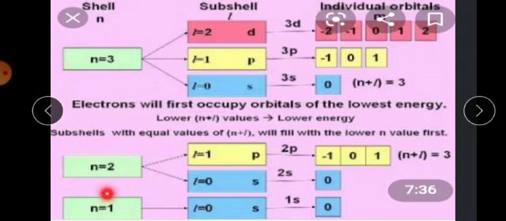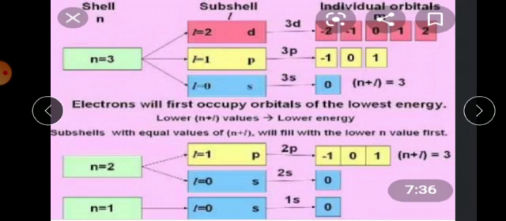N is equal to 1. How many subshells are present? Only one subshell, the value is 0. N is equal to 2, that means L shell. We have two subshells, S and P. S is 0 value, P is 1 value. So S is equal to 0, and P is equal to, the magnetic quantum number should be minus 1, 0, plus 1.